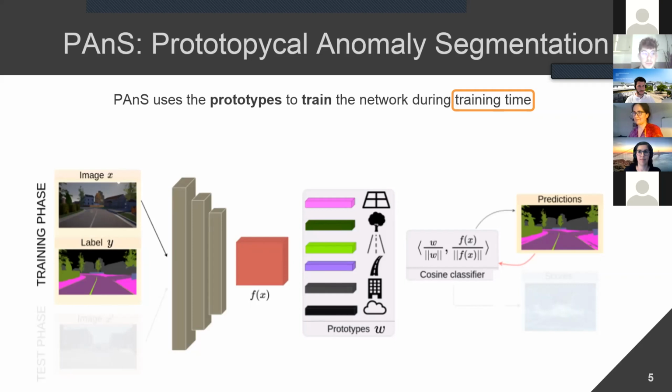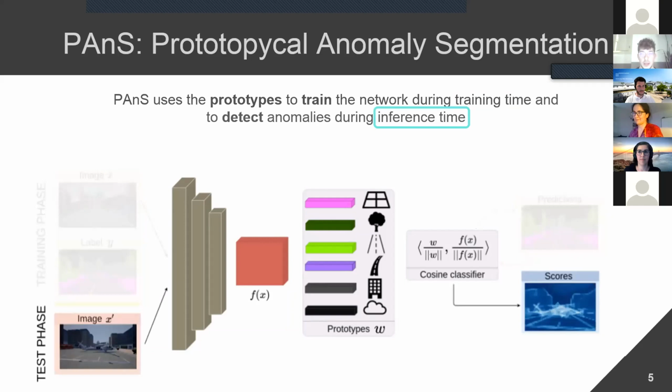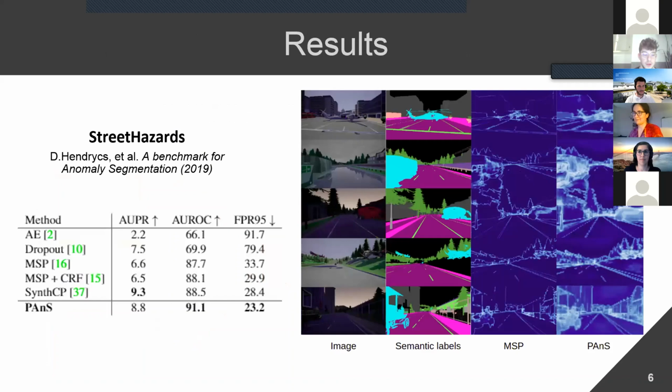Then at test time, in which the images contain anomalous classes, we use the Gaussian classifier in order to produce an anomaly score, by comparing the weights of the classifier, which are the prototypes, with the features extracted by the network. We tested our model on SegmentMeIfYouCan, which is a popular benchmark for anomaly segmentation.